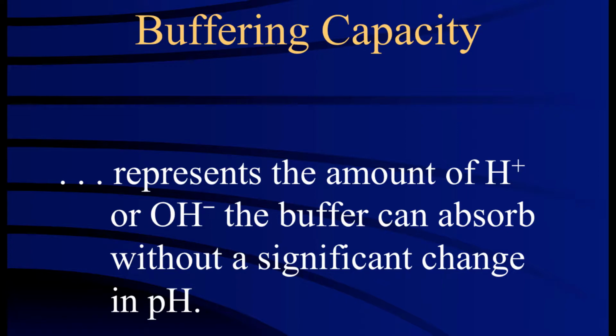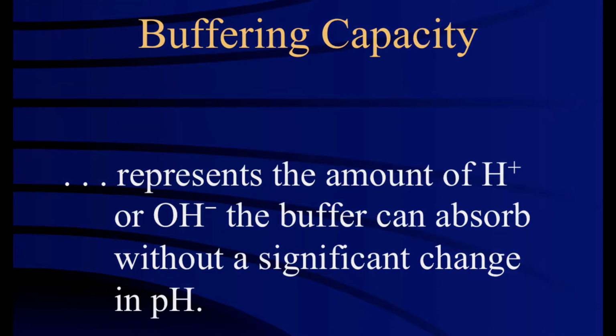When they ask you what the buffering capacity is, the buffering capacity is just how much acid or base is in there. So you could have 0.1 molar acetic acid and acetate ion, or you could have 0.2 molar acetic acid and acetate ion. Which one has the greater buffering capacity? The 0.2 molar, because it has more of the acid and its conjugate.